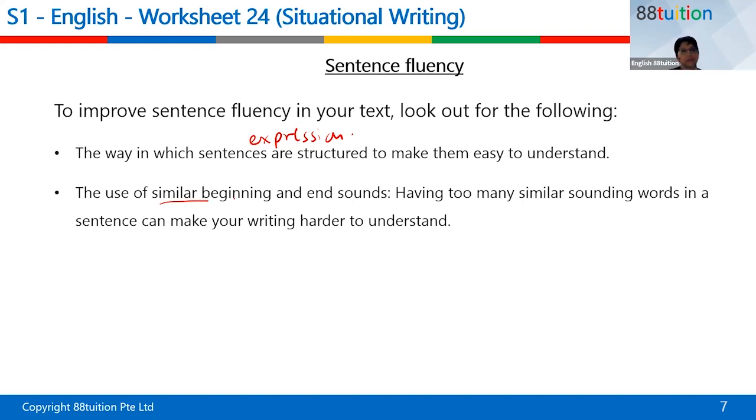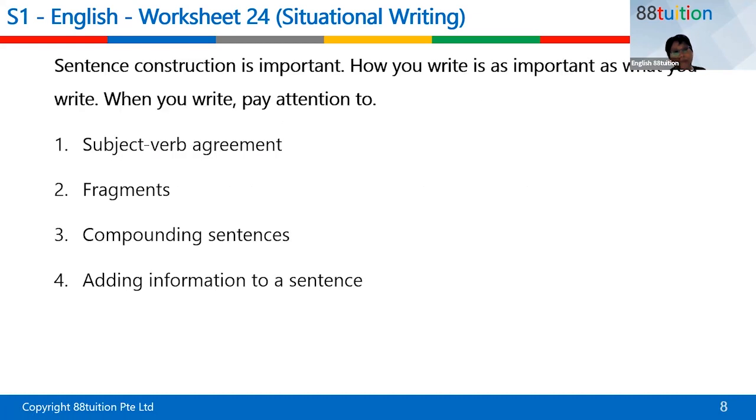Okay, can? The use of similar beginning and end sounds, right? Having too many similar sounding words in a sentence can make your writing harder to understand. So we try to use different words. That's what it means here. When we are writing, for example, you want to write a certain word, right? You can find other synonyms. Instead of saying big, everything big, right? So big, huge, large, voluminous. You use different kinds of words. It's better for your essay. Okay, shows your vocab.